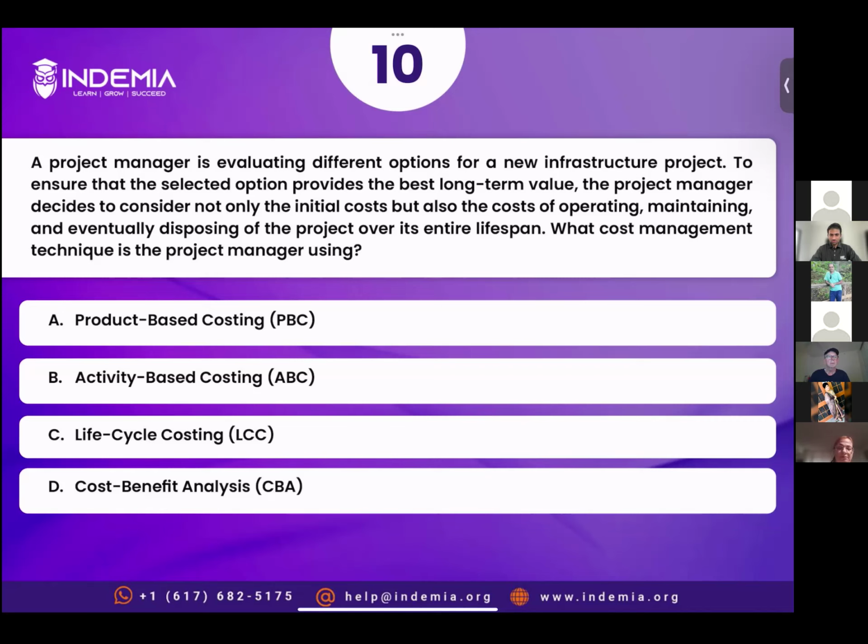So Robin, you have chosen option C. That one just appeared to fit the question, with eventually disposing of the project over its entire lifespan. I didn't know enough about the other options, but that one, the wording just seemed to fit better. So that's why I chose C.